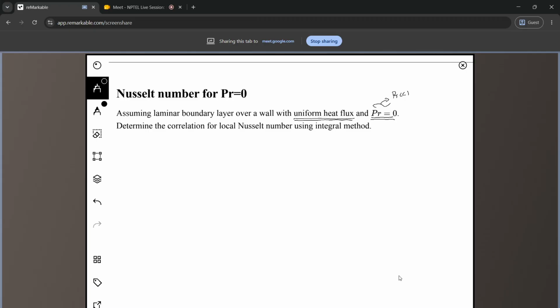So how do we do this? The first thing is we have to assume a temperature profile. That is where all these methods start. So what kind of temperature profile can I assume?